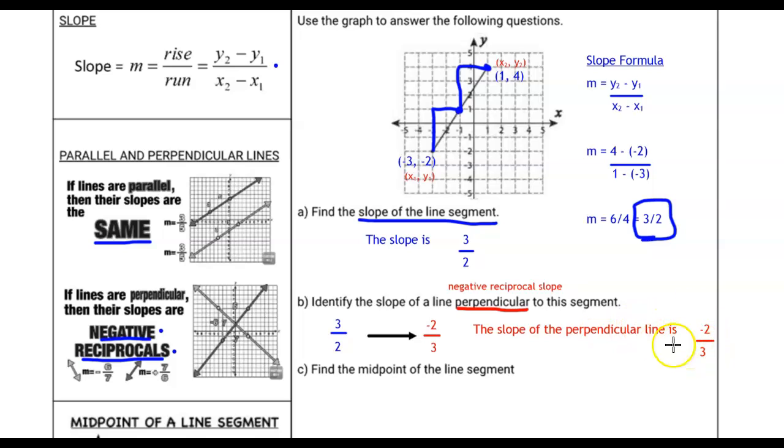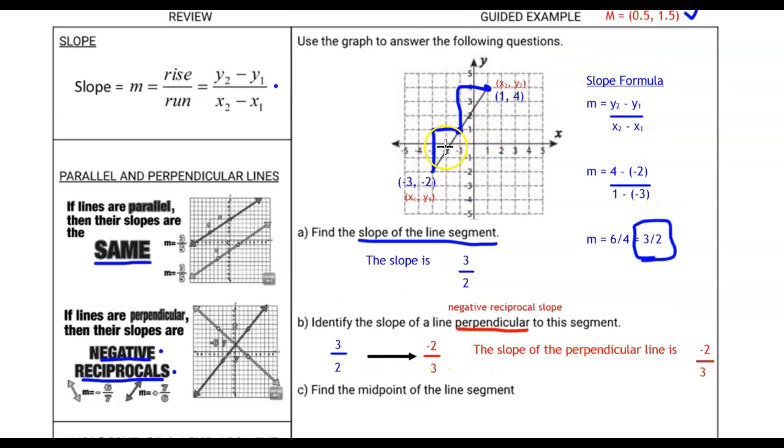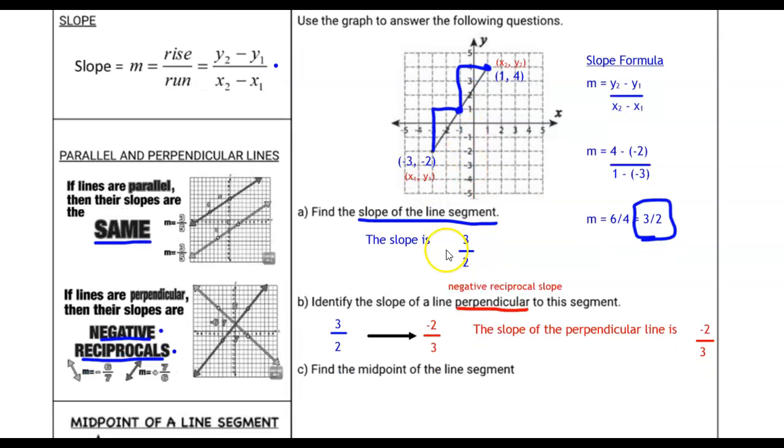Not too bad, because all we have to do is take that slope and, as I said, change its sign and flip it upside down. Next, for section C, we're asked to find the midpoint of the line segment. We sort of found the midpoint here by doing that rise over run method. This is the graphical method of finding midpoint, so we know that the midpoint should be -1, 1. But there's another way to do it, and that's by using that midpoint formula, which I will show you now.